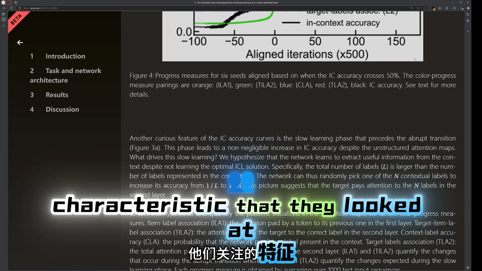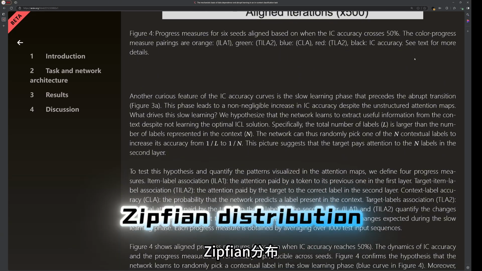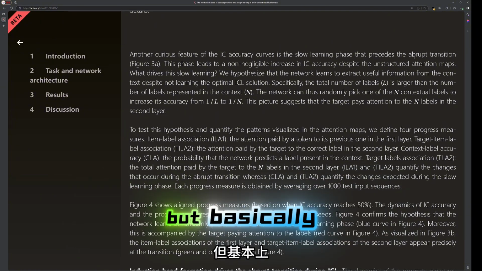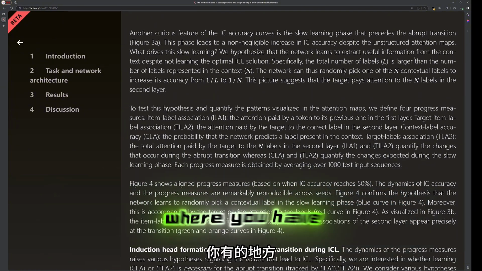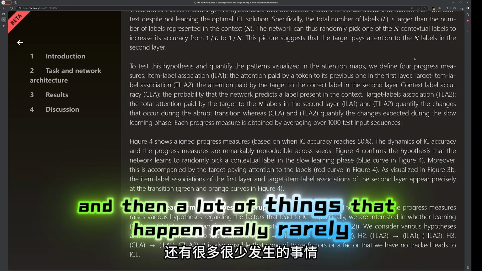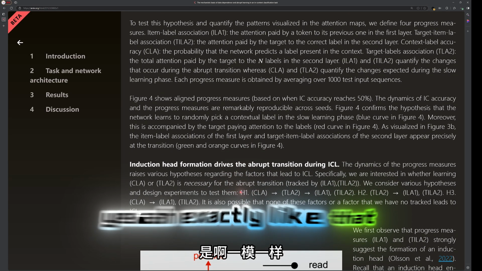One more data characteristic that they looked at was something called the Zipfian distribution, which sounds a little complicated. Yeah, it does a little bit. But basically, it just describes this pattern where you have a few things that happen really frequently, and then a lot of things that happen really rarely. It's like the Pareto principle. Yeah, exactly like that.